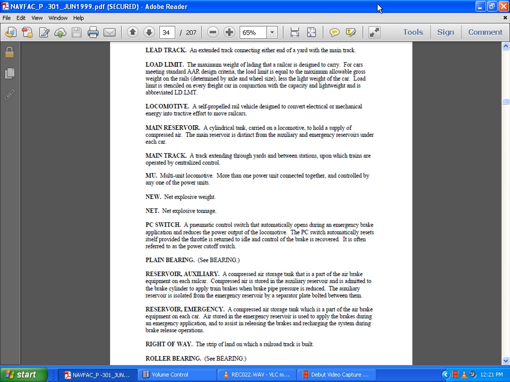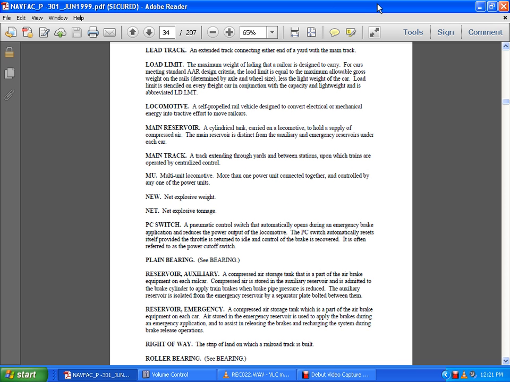The freight car standards AR design criteria, the load limit is equal to the maximum allowed gross weight of rails, determined by the axle and the wheel size, the light weight of the car, and the load, and stenciled on the freight car is the capacity and light weight, abbreviated load limit.